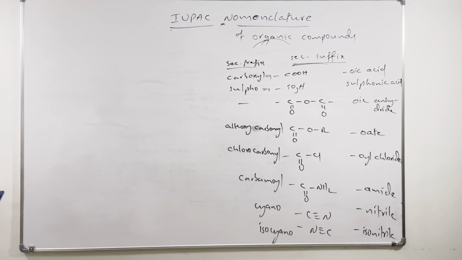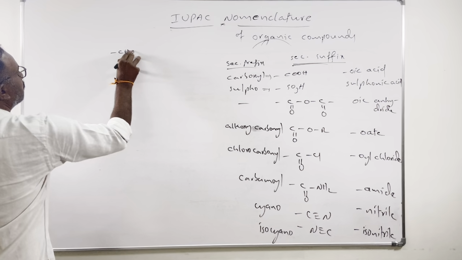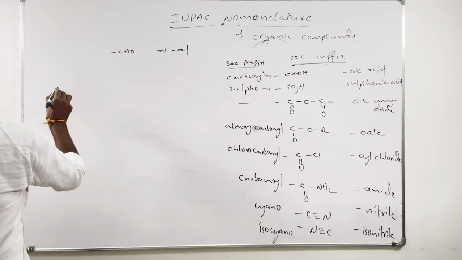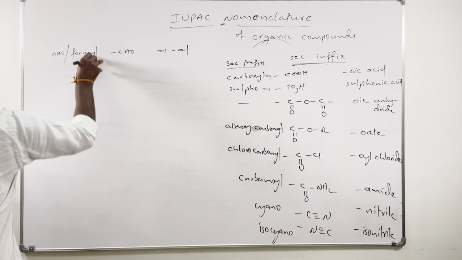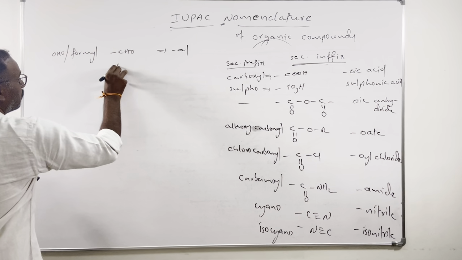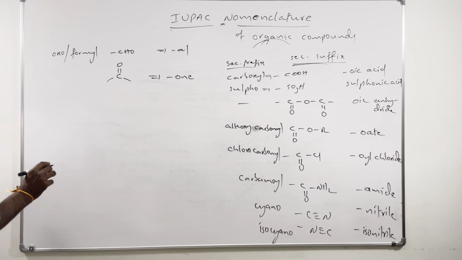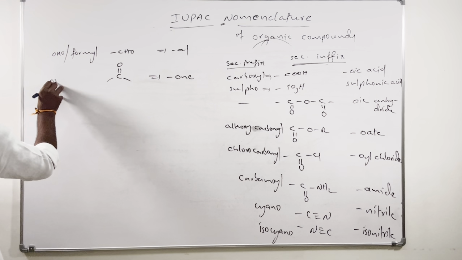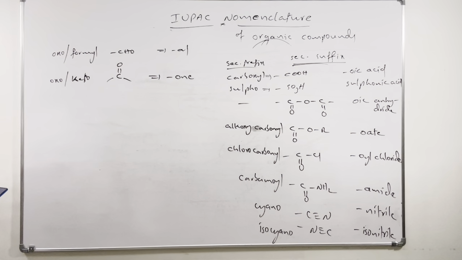According to priority order, after isocyanide, next is CHO, and the secondary suffix name is al. Secondary prefix name is oxo or formyl. And if a keto group is there, C double bond O group, we have to say the suffix as one, and we have to say the prefix as oxo or keto if a ketone functional group is there.